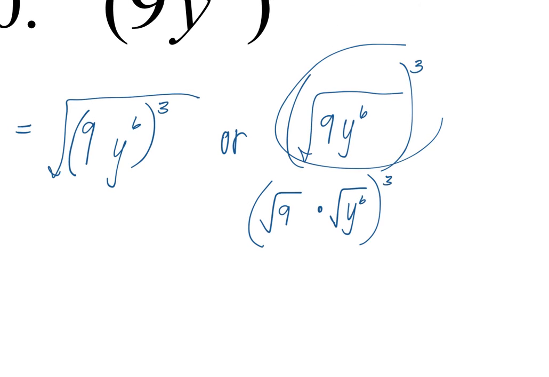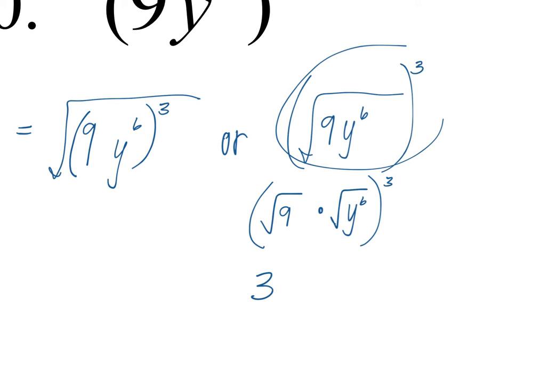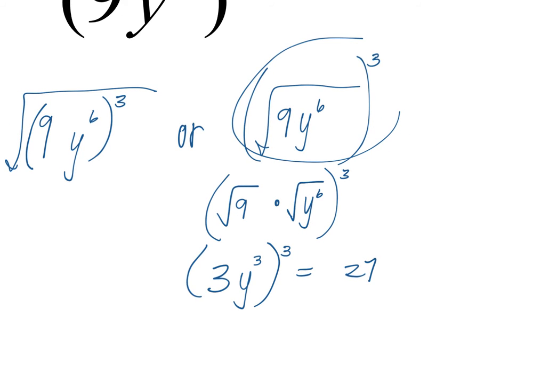Cubed, the square root of 9 is 3. And the square root of y to the 6th, you're saying how many times does 2 go into 6? Well, it goes into there 3 times evenly. So now bring that cube down, and 3 cubed is 27, and y cubed, you say 3 times 3 to get y to the 9th.